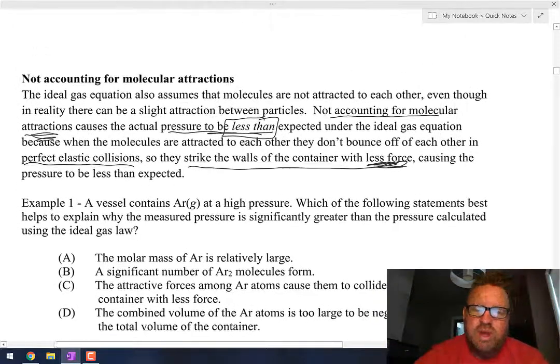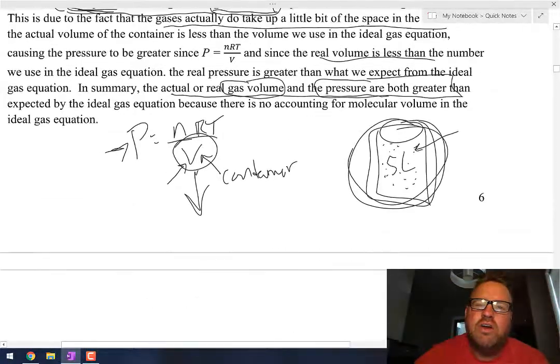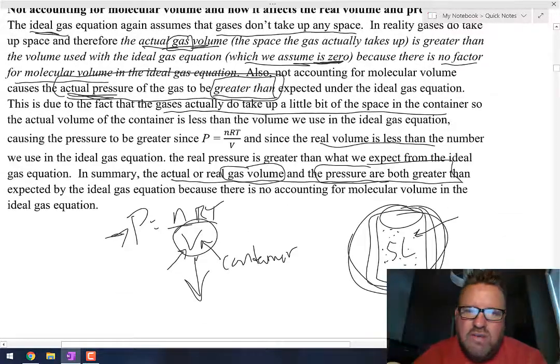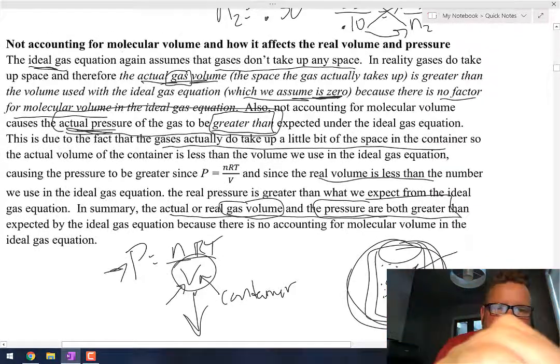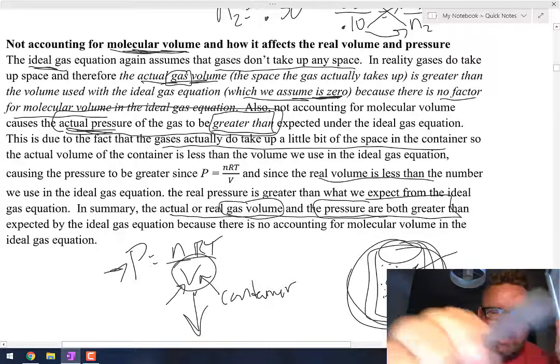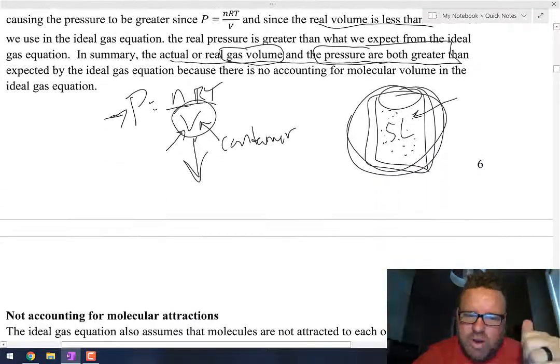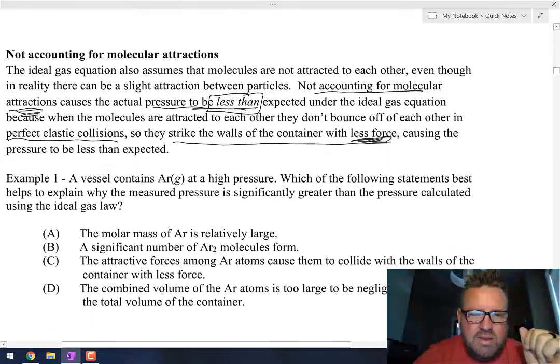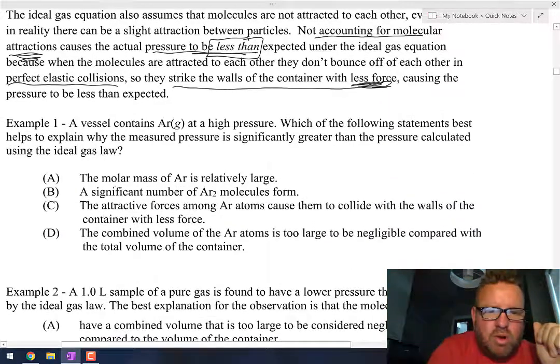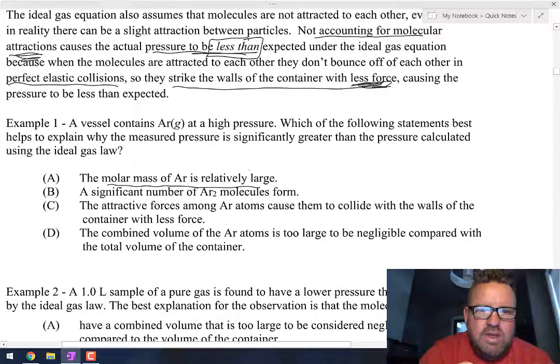We said that when you don't account for molecular volume, the volume of the gas itself, the pressure is higher than what you expect it to be. Is that because the molar mass of argon is large? Nope, that's not what we talked about at all. Is it the fact that argon becomes a diatomic molecule? Well, that would lower the pressure, not raise the pressure.